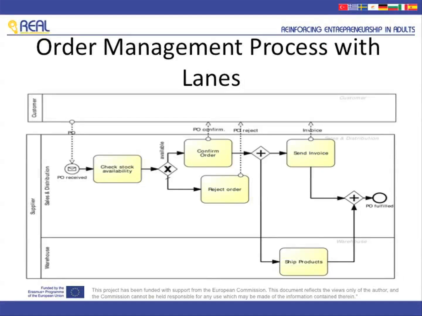Finally, let's extend our example including lanes. The process now includes two departments within the supplier organization. The purchase order received by the sales and distribution department has to be checked against the stock. The order details are sent to the warehouse department that returns an availability notification. If the purchase order is confirmed, the warehouse department collects the shipping details from the customer and ships the goods. The sales and distribution department sends an invoice to the customer, who then makes the payment.